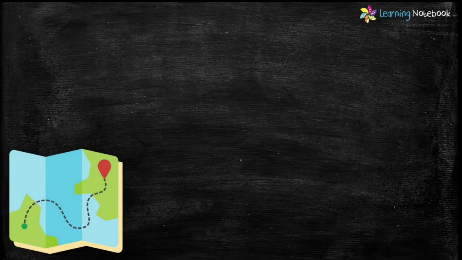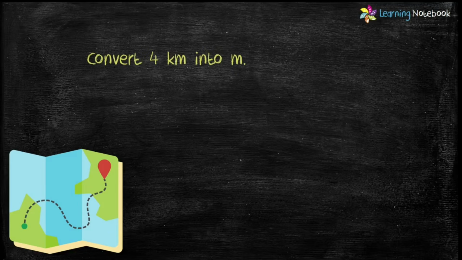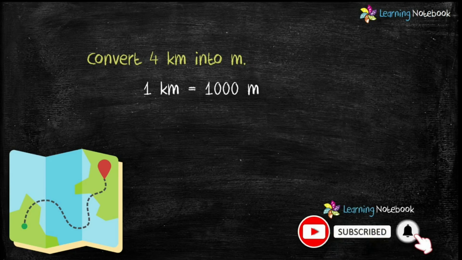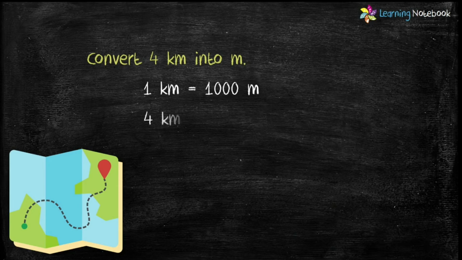Now let's do few questions. First question is, convert 4 kilometer into meter. Students, we just learned to convert kilometer into meter, multiply by 1000. So 4 kilometer equals to 4 into 1000 meter, which is equals to 4000 meter.